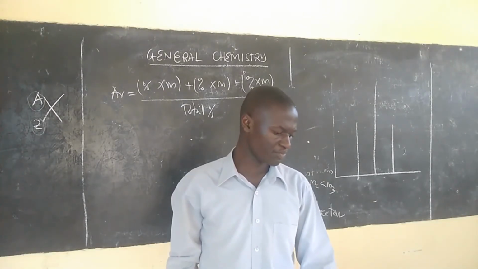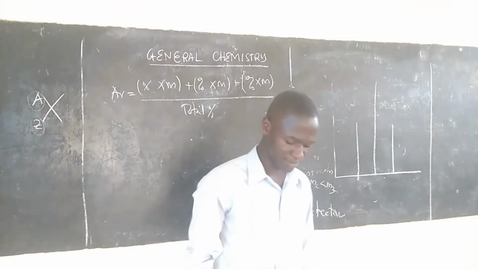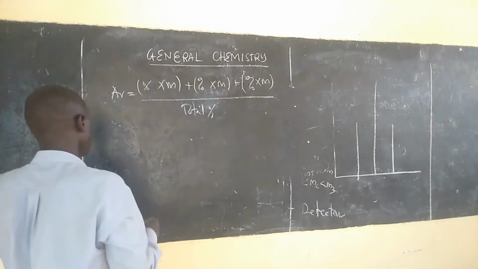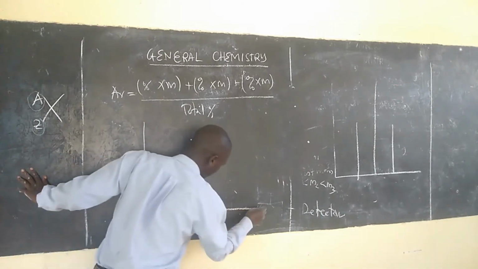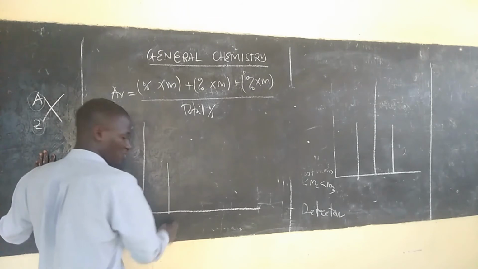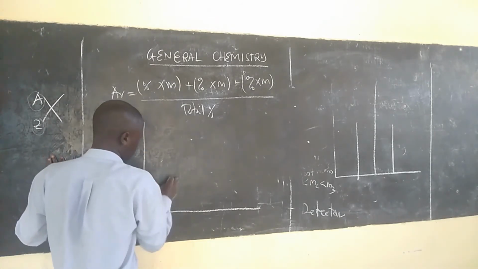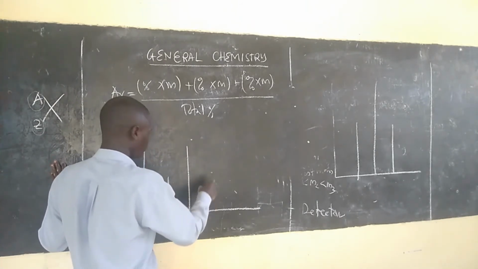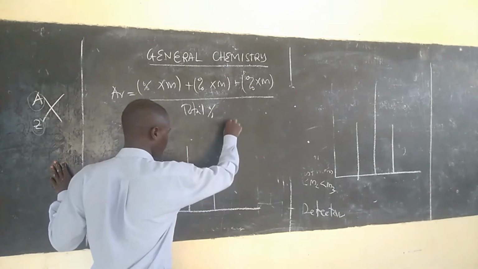So for example, tumepewa the mass spectrum for lead, and I will draw it. So the mass spectrum for lead inakuwa inaonekana kama hivi, and then from here we have this one, we have this one, then from here we have this one, and then we have this one.